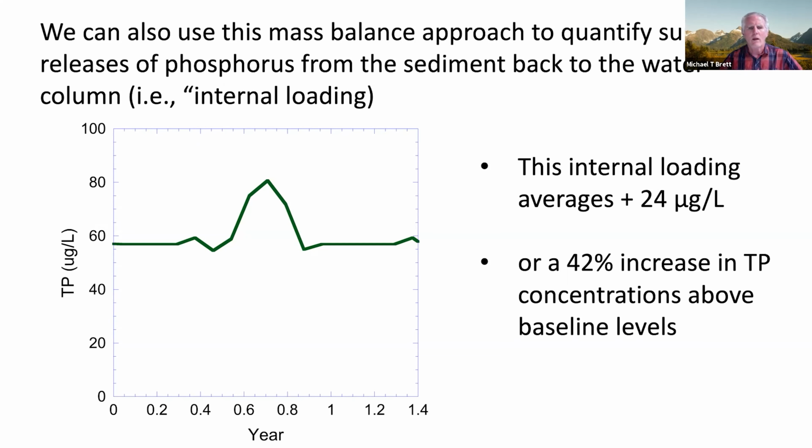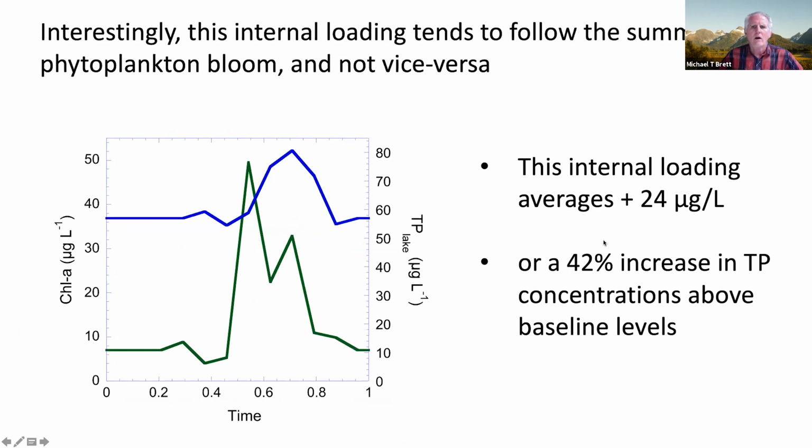And what I've done in this plot is I've averaged the last 5 years of data for Utah Lake collected by the Department of Environmental Quality. And I've been able to calculate that on average, the phosphorus release during the summer months in Utah Lake is about 24 micrograms per liter, or about a 42% increase in total phosphorus concentrations above baseline levels. And so there is some internal loading in Utah Lake.